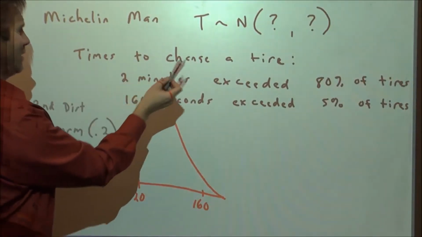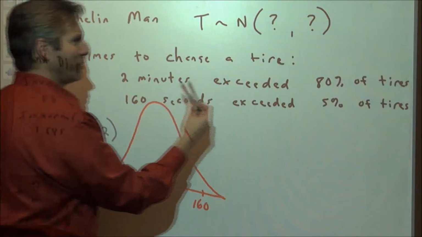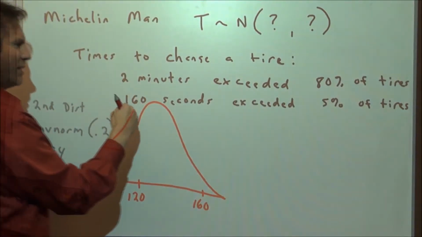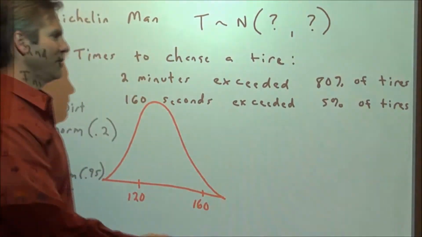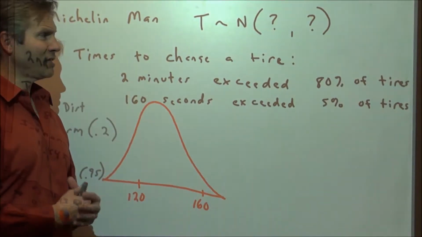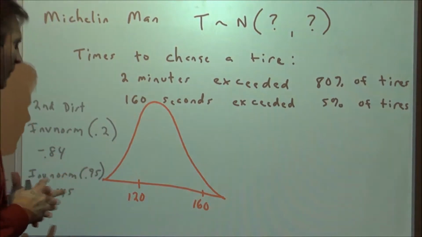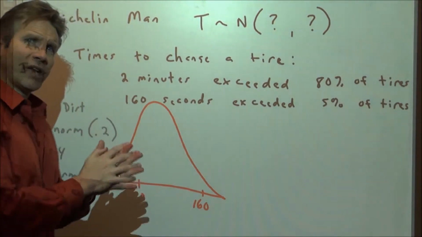Let's suppose we know that for the Michelin Man, 2 minutes to change a tire is exceeded 80% of the time, and it takes him 160 seconds or more 5% of the time to change a tire. So we need to know what's the mean and what's the standard deviation. We're actually going to find the standard deviation first and use that to find the mean.